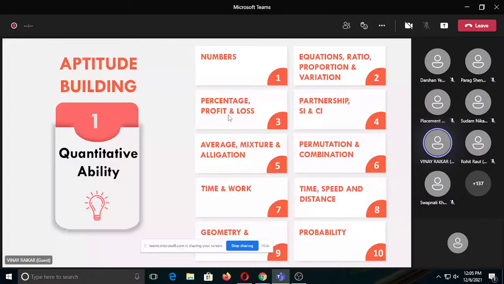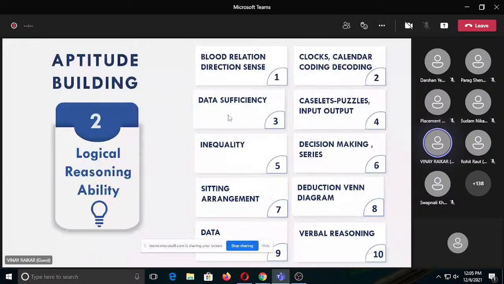Okay, so number 2 is logical reasoning. Now, logical reasoning, I'll tell you one thing very clearly, guys. Quantitative, we are going to invest. I'll tell you the hours also.